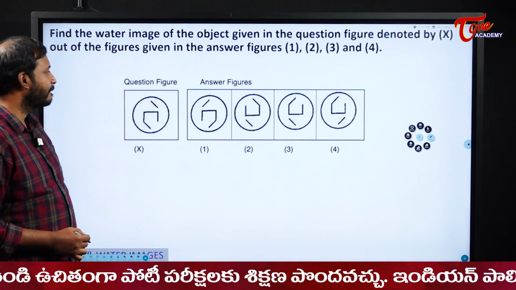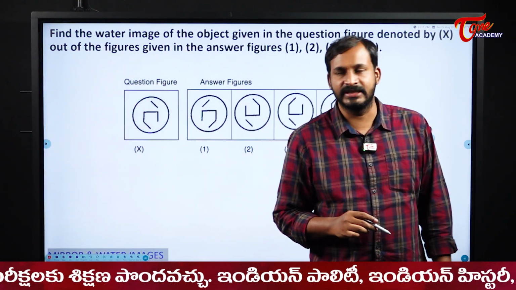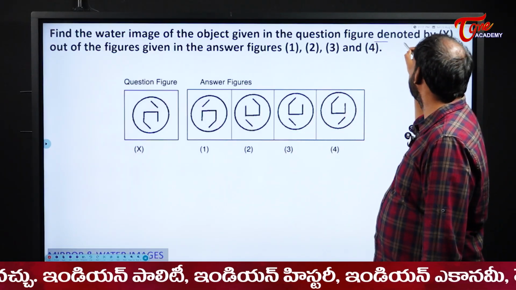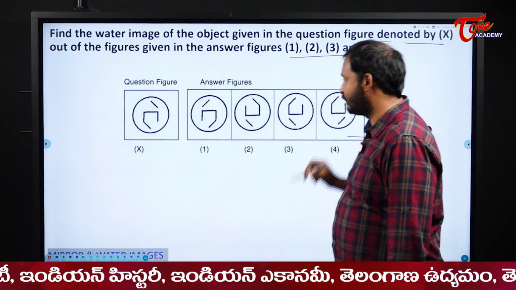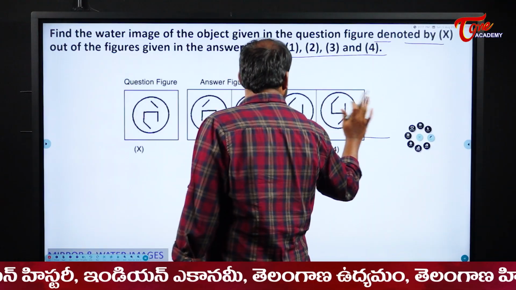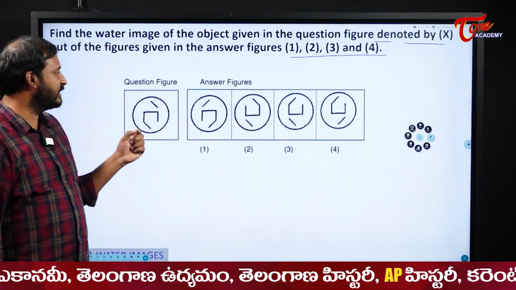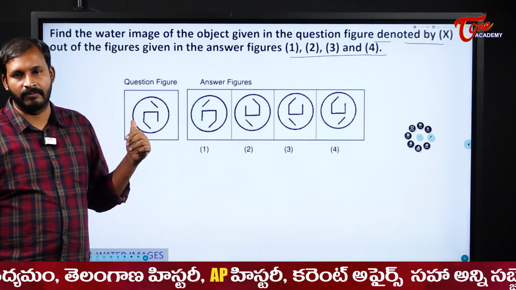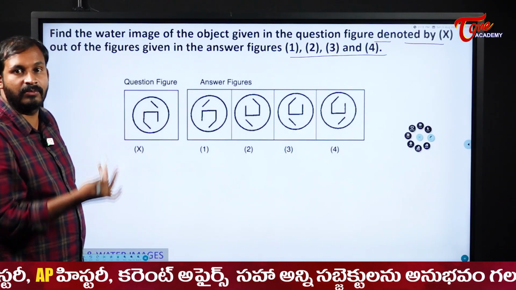Next one. Now see here students, these are water images for us. Now read the question. Find the water image of the object given in the question figure denoted by X out of the figures given in the answer figures 1, 2, 3, 4. Now they will give us 4 figures and here these are what for me? Water images. So top becomes bottom, bottom becomes top. Right, left remains the same. Okay, so I will think now about top and bottom cases.